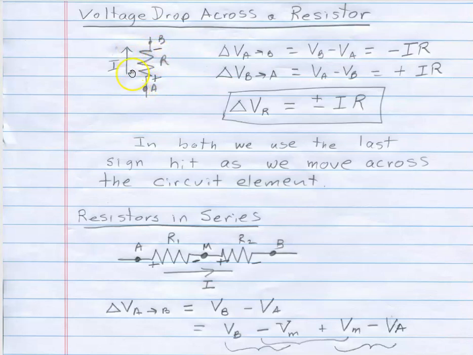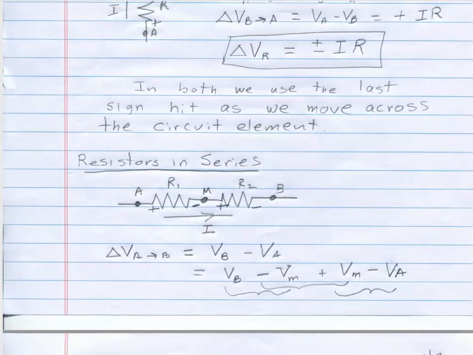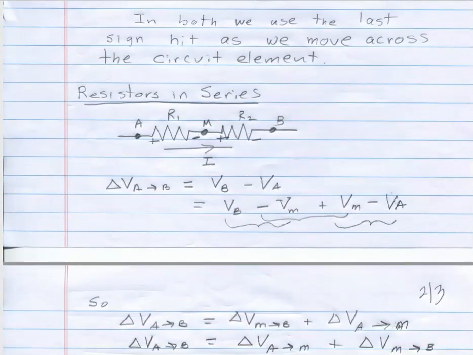But once you've assigned a current flow or know the direction of current flow, in either case, you can mark the polarity of the battery. And then usually I just write that as delta V across the resistor is plus or minus IR. I and R are the magnitudes of current and resistance. And then I put in the plus or minus sign as whichever one was the last sign I hit, depending on the direction I move across it. So same rule in both cases.